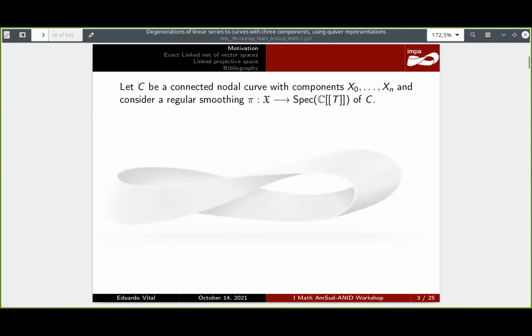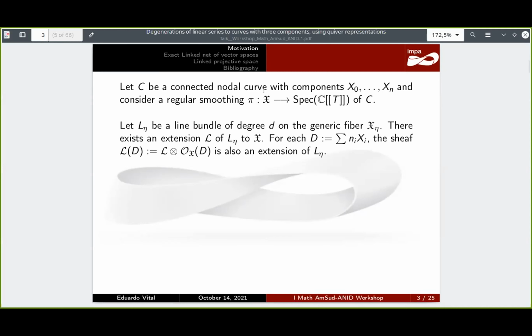Let C be a connected nodal curve with n+1 components, and consider a regularization of C. By regularization, we mean that pi is a projective flat morphism whose generic fiber is smooth, and the special fiber is isomorphic to C. And this surface X is regular.